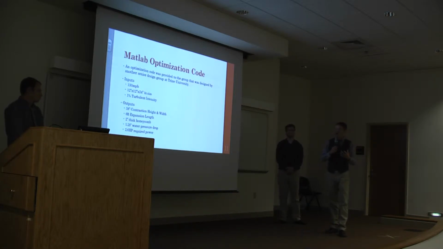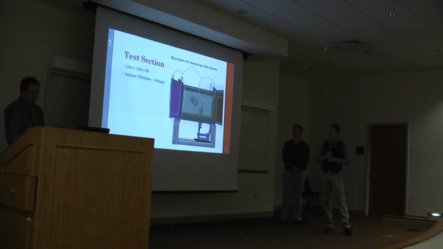It spit out that we needed a 38-inch contraction height and width, a 6-foot expansion length, as well as a 2-inch thick honeycomb. Gave us a 1.25-inch pressure drop across, and we needed 2.6 horsepower to power the thing to be able to draw all the air through that we needed.